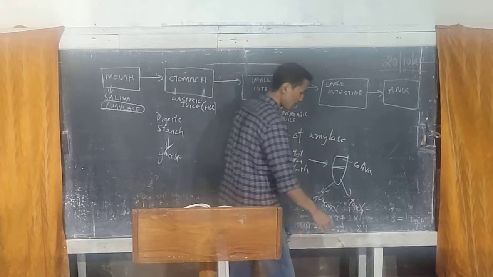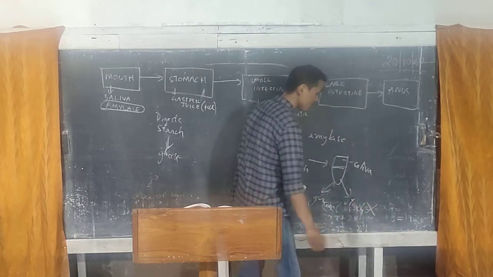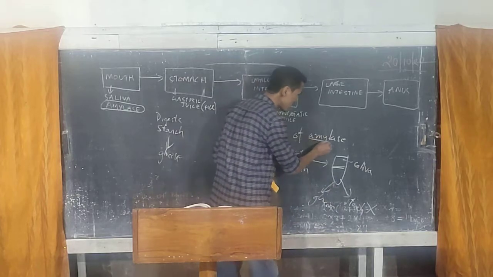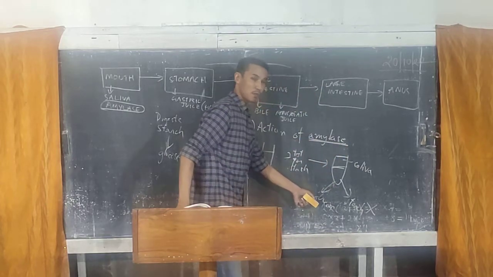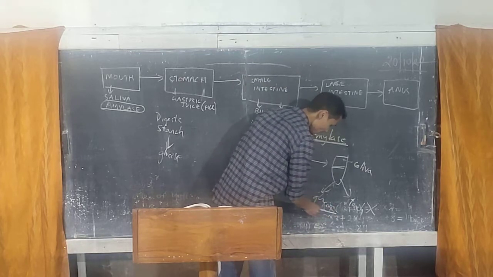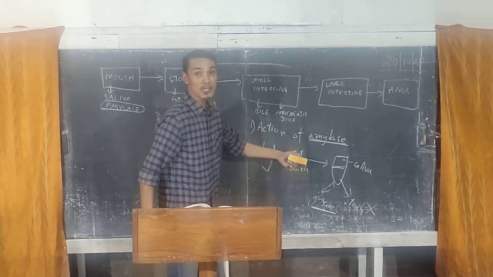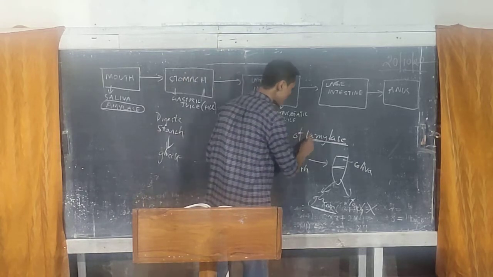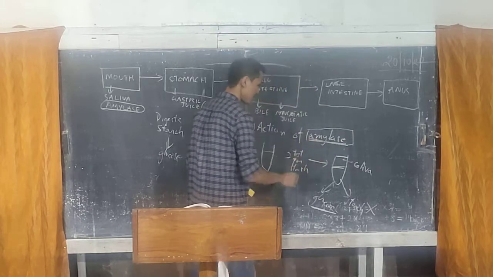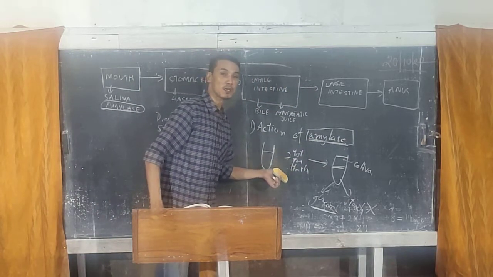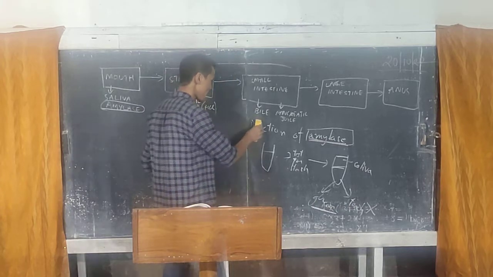It will give a negative test for starch. By this, what it means is, the starch has been digested by amylase. But this particular sample will test positive for glucose, which means the starch has been digested into glucose. So this proves that amylase digests carbohydrates, which is starch, converts into glucose.